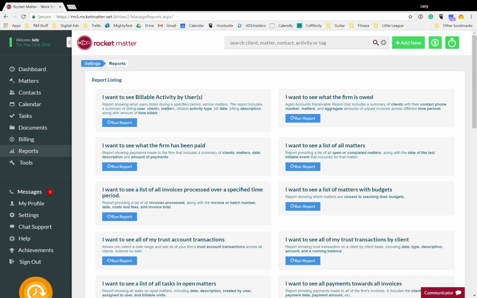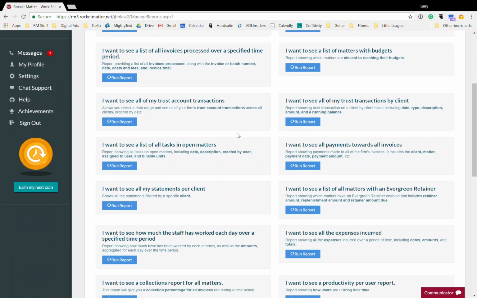Now, a lot of law firms do origination differently. So what we do at Rocket Matter is we get you most of the way there, and then you can figure out everything else on your own, right? So let's take a quick look.